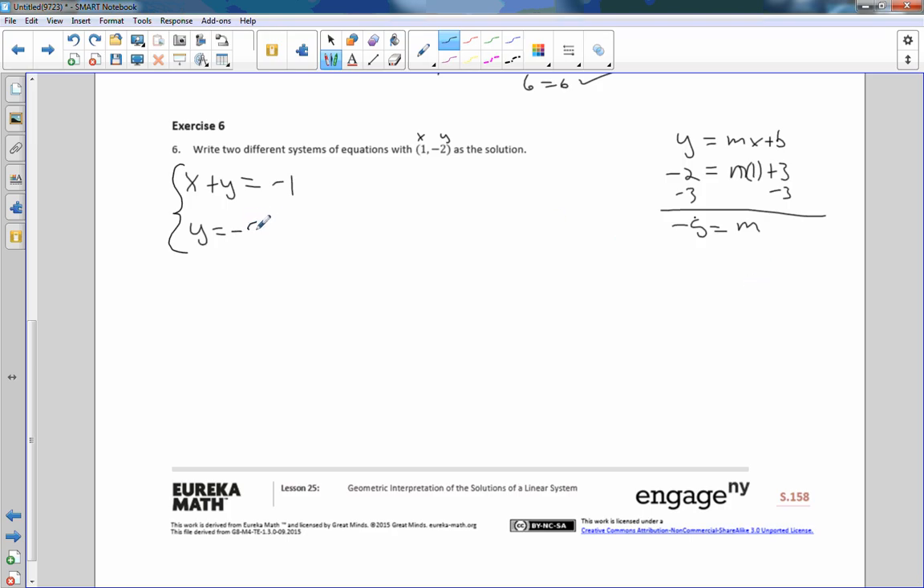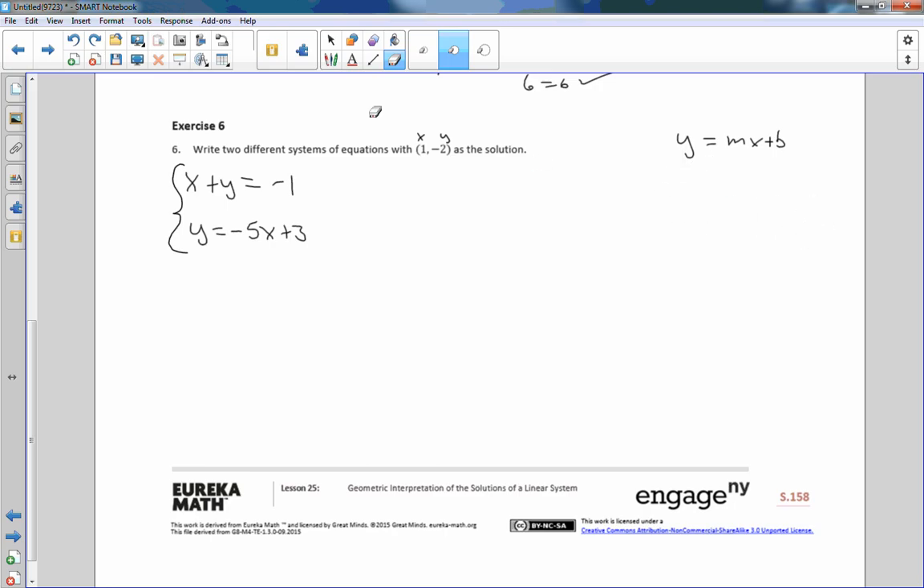So if I have negative 5x plus 3, and I plug in 1, I get 1. If I plug in negative 2 here, I get 10 plus 3 is 13. That is not true. What did I do wrong? This is what's going to happen. We're going to have to use trial and error, but be persistent. Try to figure this out. Oh, that's where I went wrong. I made y 1, not x.